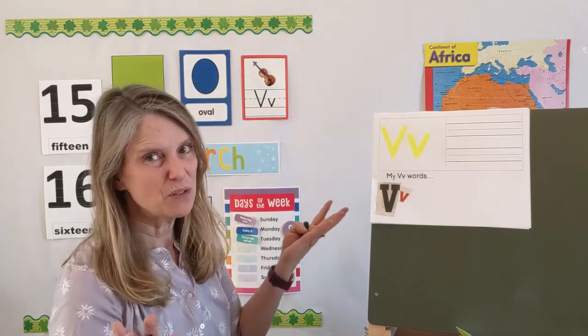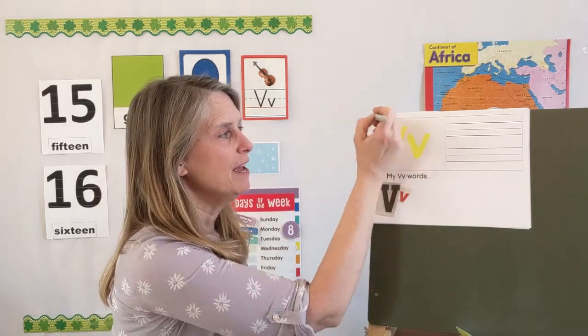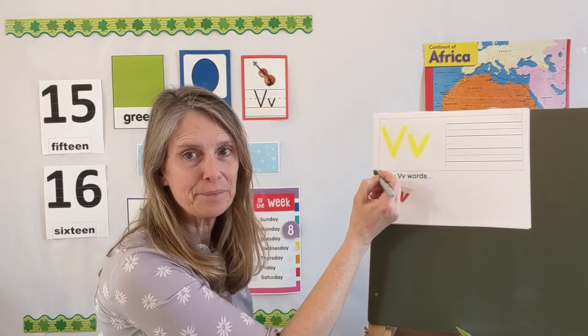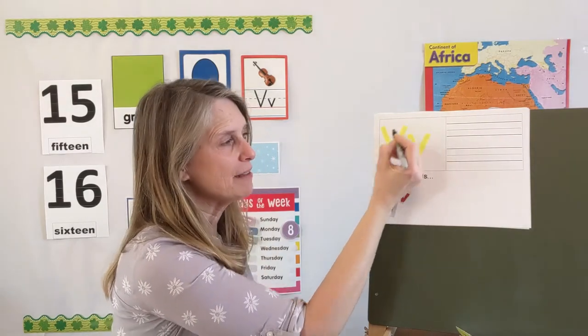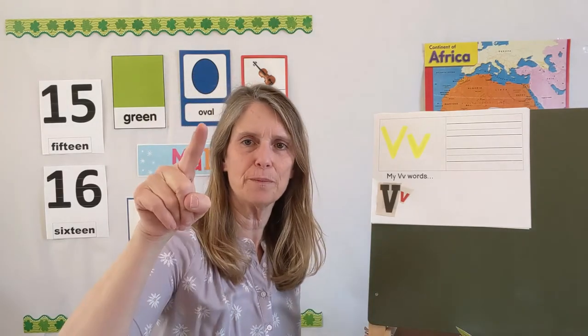So always, most of the time, we start at the top of the letter. So I'm going to put my marker that I'm using right here at the top of the V. And what I'm going to do is I'm going to slide down. And then it's like I'm climbing back up the slide. I go back up at an angle. You ready? Let's do it together. Well, let's do it in the air together first with your finger.